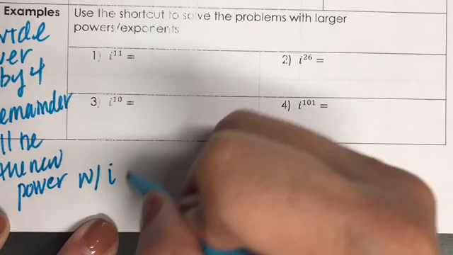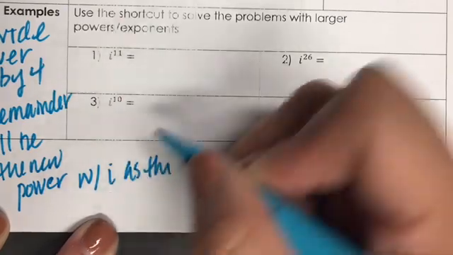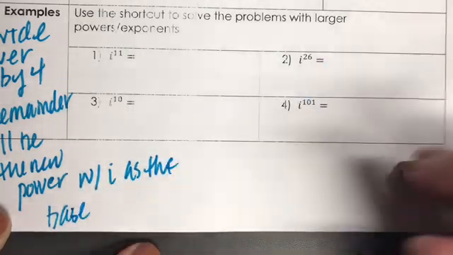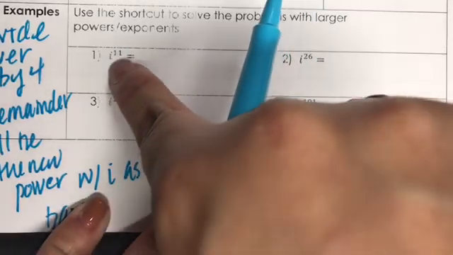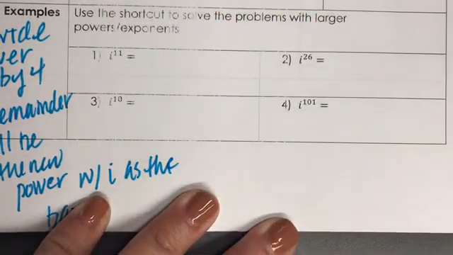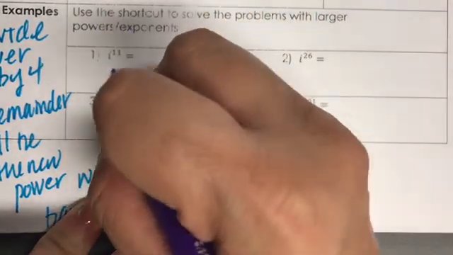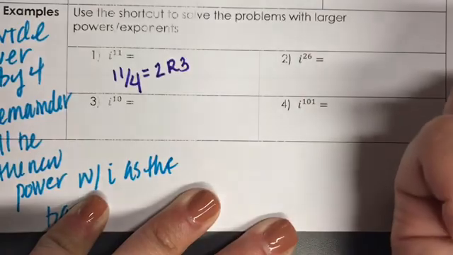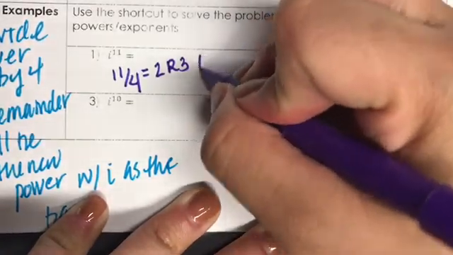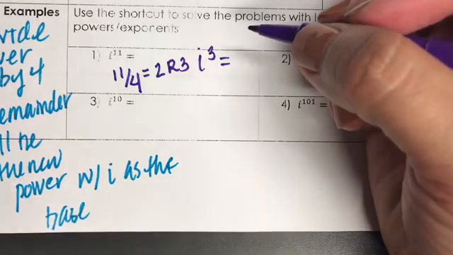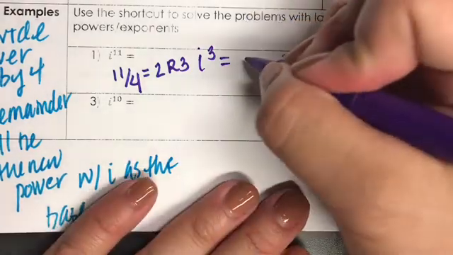i is the base. We have 11 as the power, so it's i to the 11. You're going to say 11 divided by 4. You're going to get 2 with the remainder of 3. And I'm going to get i to the 3rd. If I look at our chart, i to the 3rd is going to be equivalent to negative i.